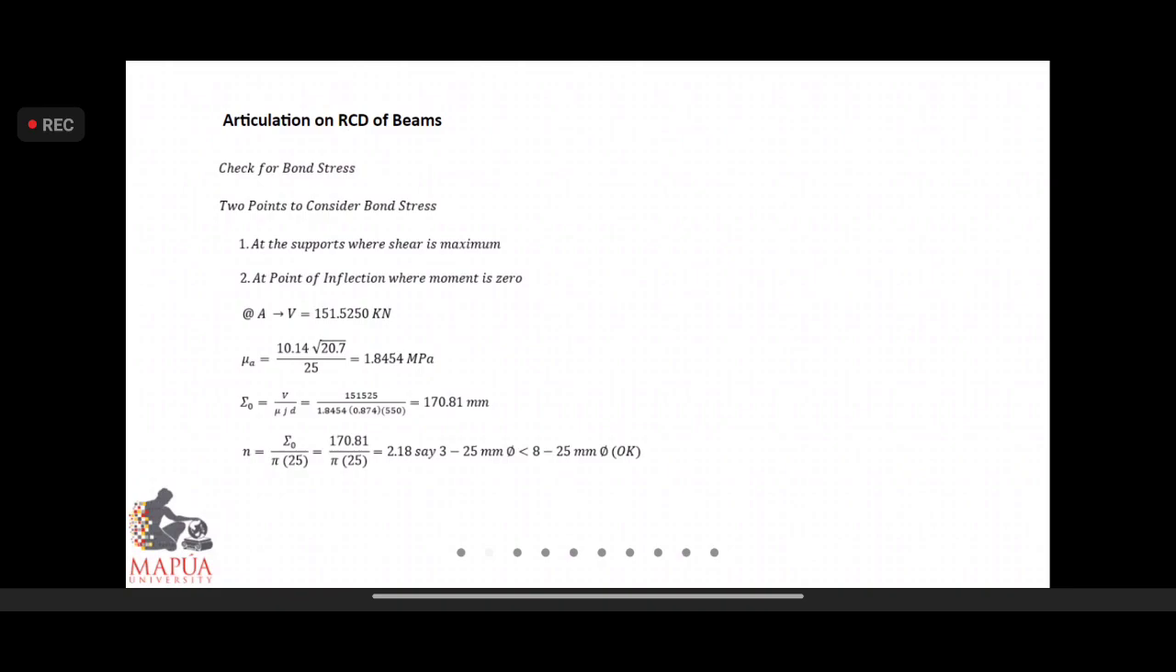And then for the number of bars, we use the required bond stress for the reinforcement for bond stress. So this will be 2.8, say 3, 25 mm bars. That is less than 8, so okay lang.